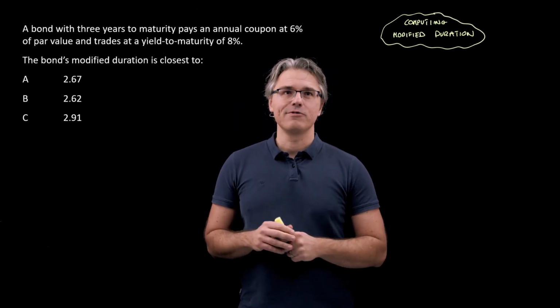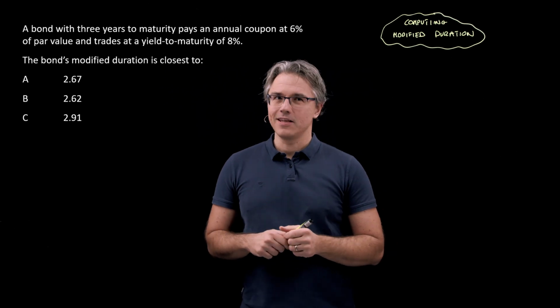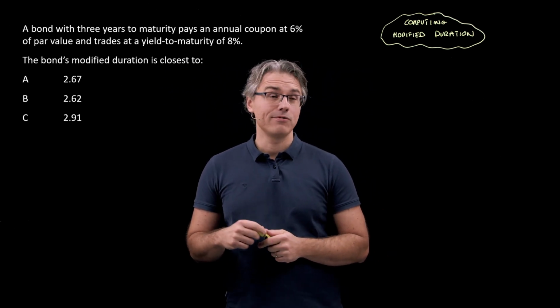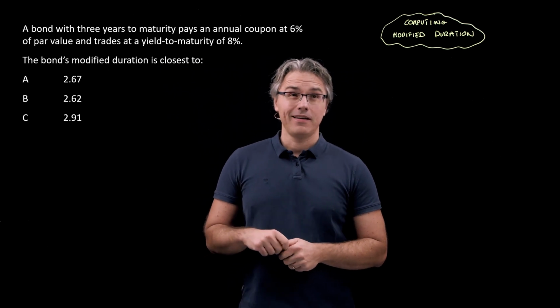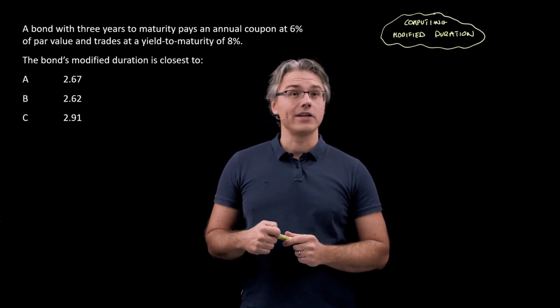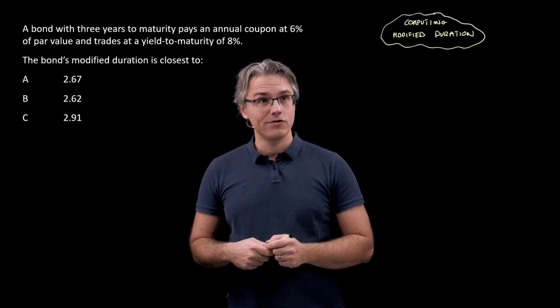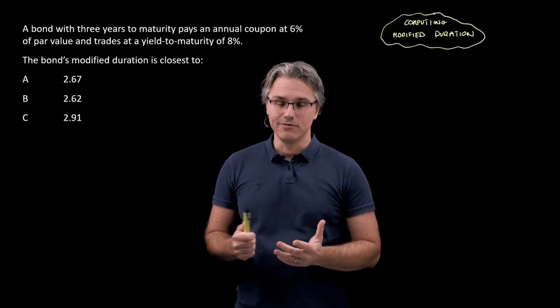So this is the question which I want us to have a go at. A bond with 3 years to maturity pays an annual coupon at 6% of par value and trades at a yield to maturity of 8%. The bond's modified duration is closest to.